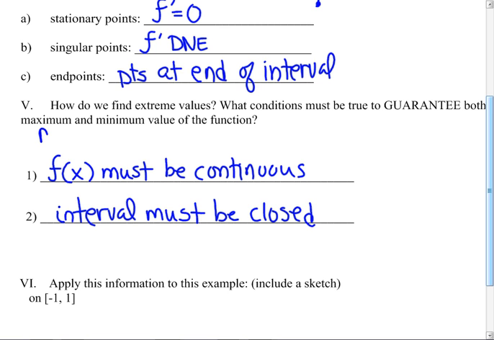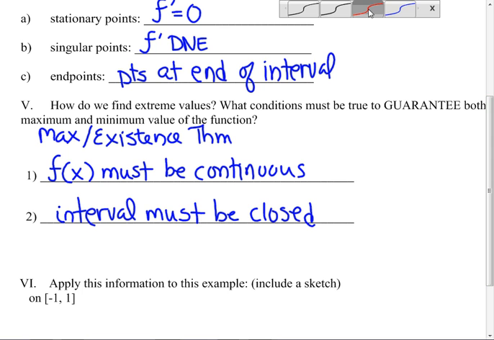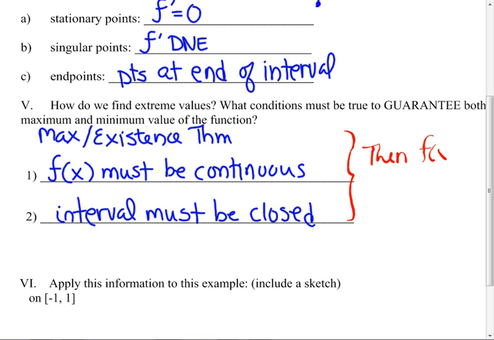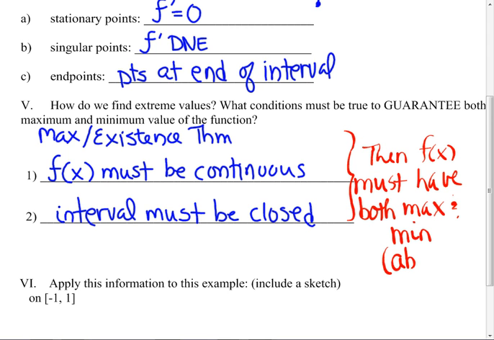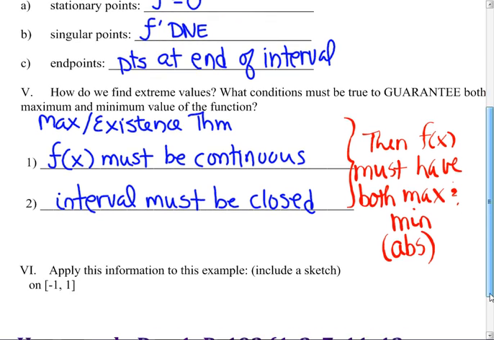And I call this the max-min existence theorem. Okay, so I need a continuous function on a closed interval, and then I am guaranteed both a max and min will exist. Then f of x must have both the max, both a max and a min. And we're talking absolute. I'll actually say that right there.